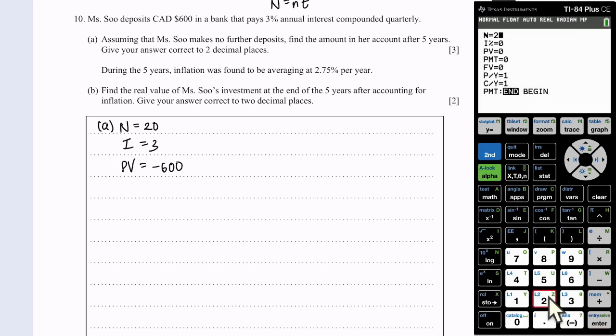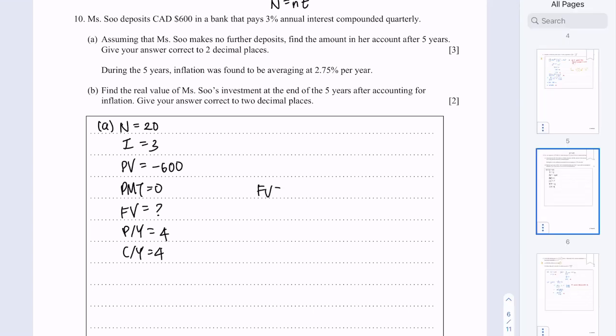So your payment is 0. Future value is what we're trying to find. Our compounding periods are 4 and 4. So we go alpha, solve, and we get an answer of $696.71.